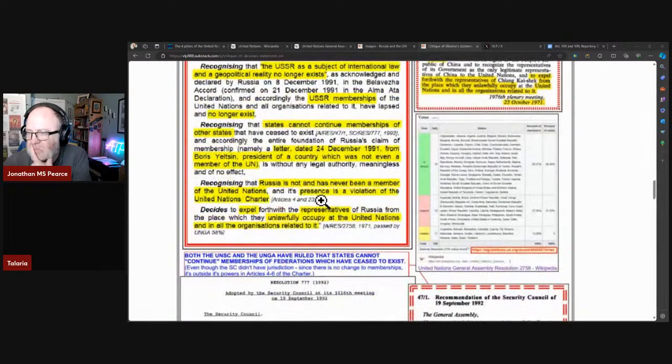So we've got, this is the resolution, recognizing that Russia is not and never has been a member of the United Nations, and its presence is a violation of the United Nations Charter, because the United Nations can't have countries voting that are not members. Decide to expel the representatives from the place that they unlawfully occupy in the United Nations and in all organizations related to it.